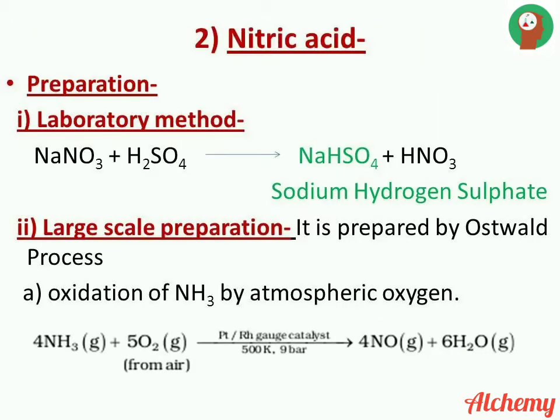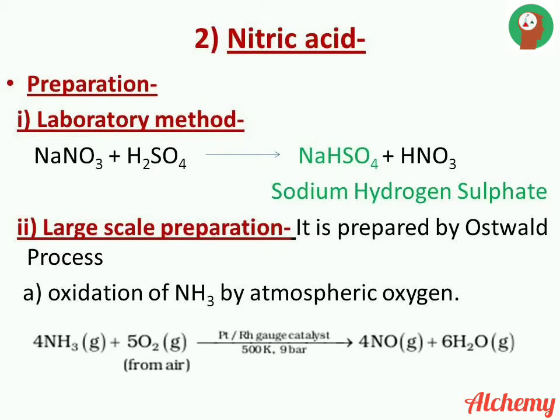The second compound of nitrogen is nitric acid. In the preparation, first we will discuss the laboratory method. In this method, sodium nitrate combines with sulfuric acid to form sodium hydrogen sulfate and nitric acid. On a large scale, nitric acid is prepared by the Ostwald process. This Ostwald process involves 3 steps.